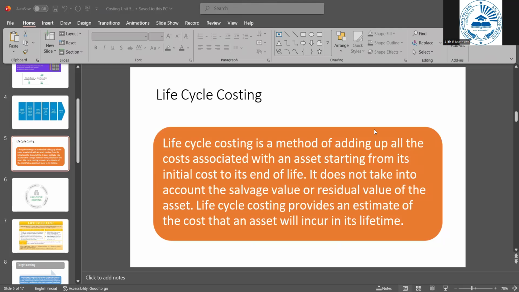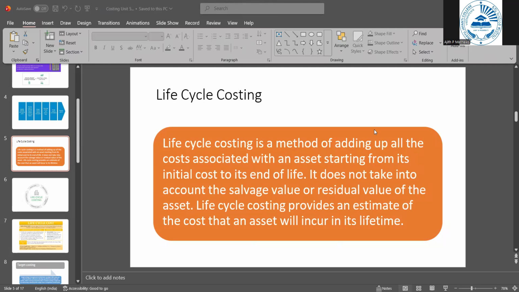Dear students, today we are going to discuss a type of costing that is known as life cycle costing. So what is a life cycle? All of us are very much aware of the human life cycle. There is an introduction, a growth phase, maturity, and decline.